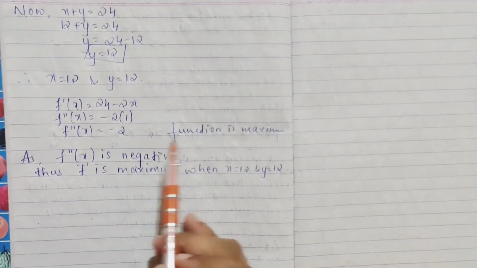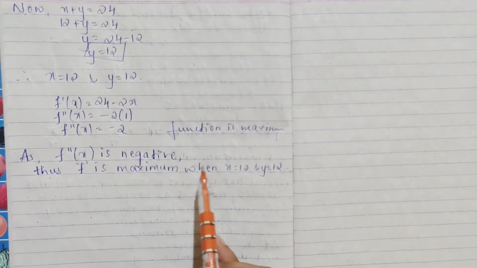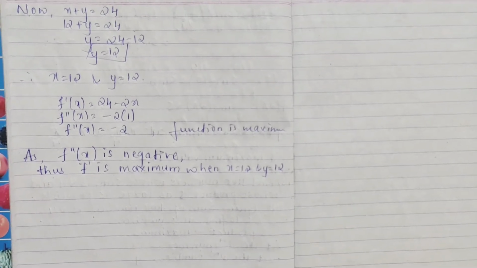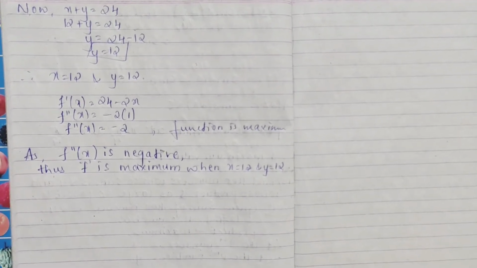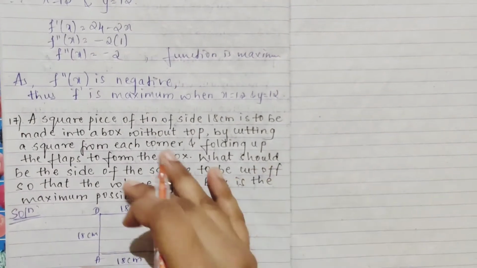Therefore at last write your sentence as: f double dash of x is negative, thus f is maximum when x is equal to 12, y is equal to 12. I hope this problem is clear for you all. Pause the video to note it down. It is very simple. So we'll see the next question.